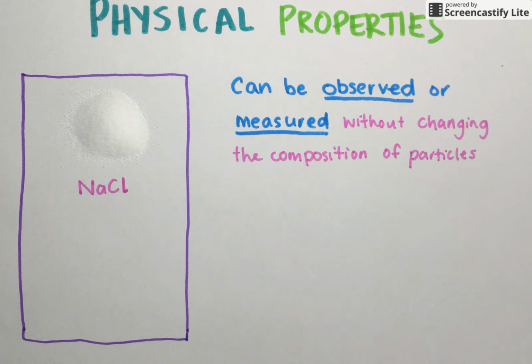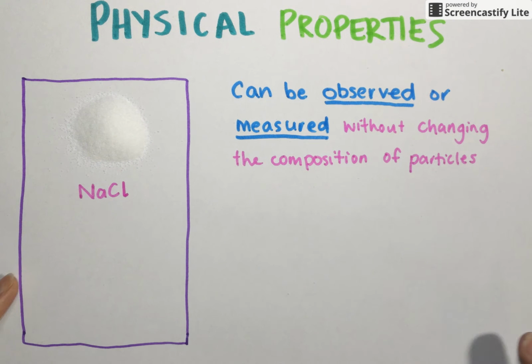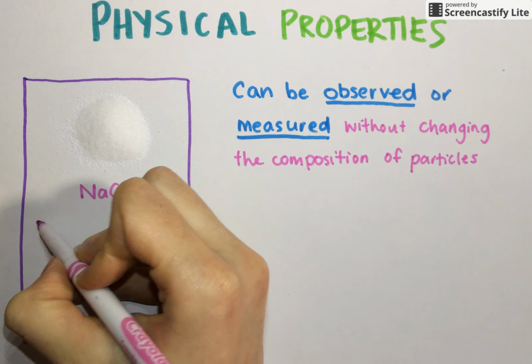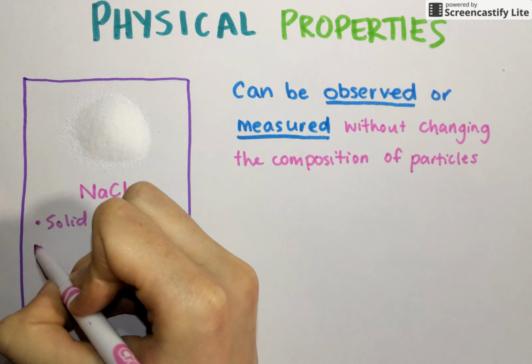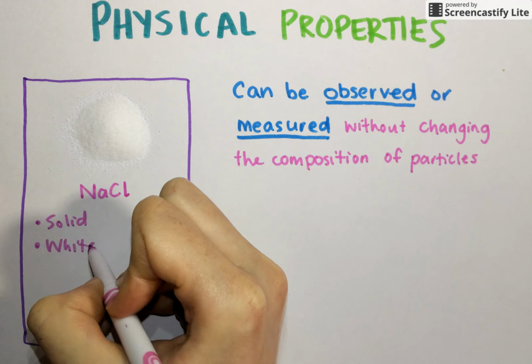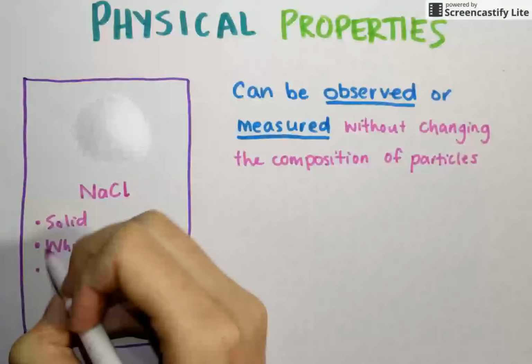So when we're talking about physical properties, we're only looking for things that can either be observed or measured that don't change the particles themselves. So over here I've got a pile of table salt, or sodium chloride, and I can very clearly see that sodium chloride is a solid. I can see that it's white. I see that it's made of small crystals.